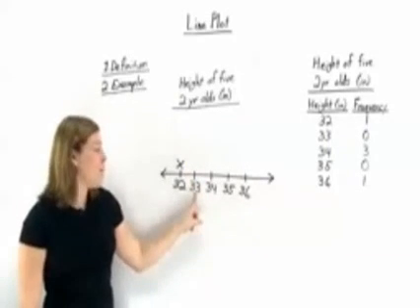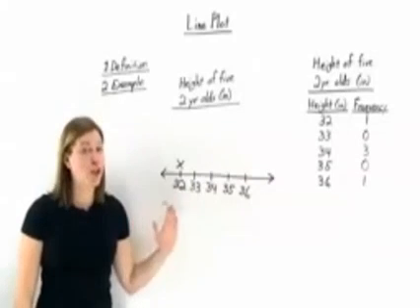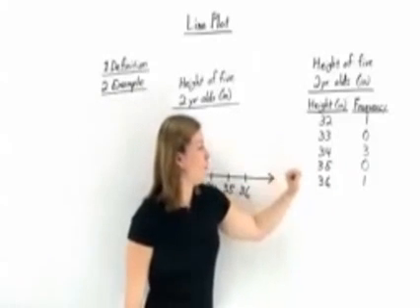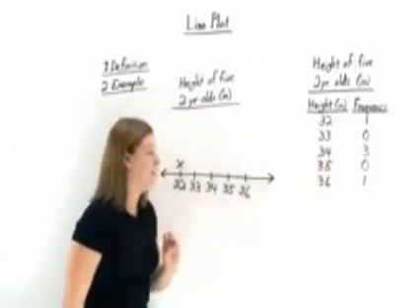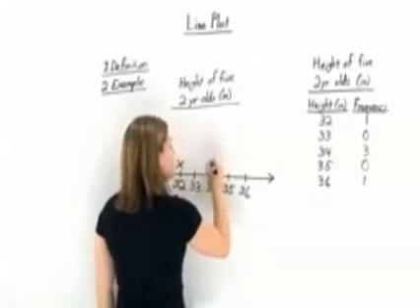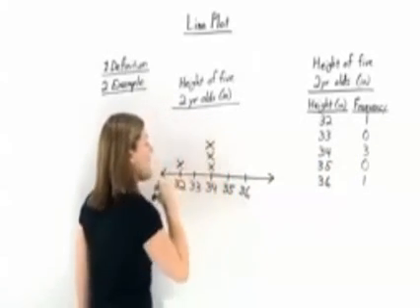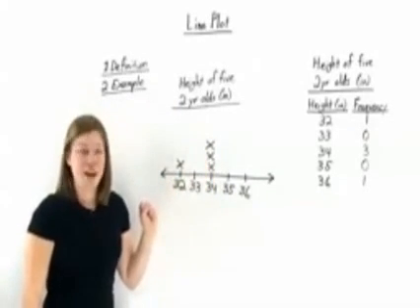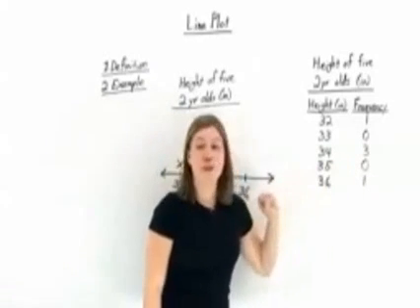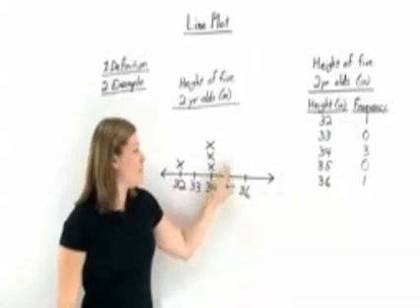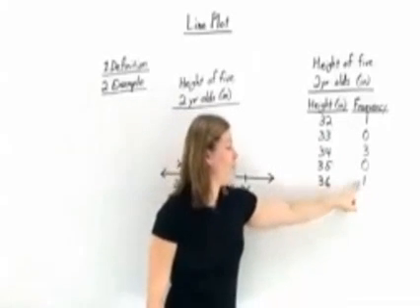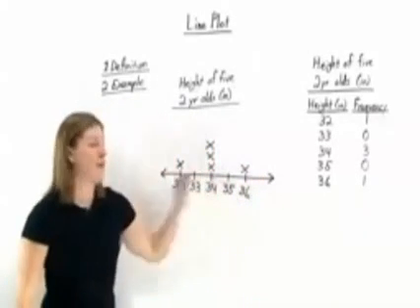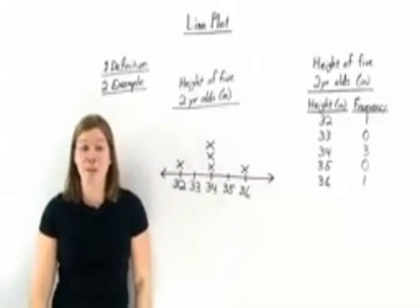But we want to keep 33 on the line because we want to show in this line plot that no children had that height. Then we move on to 34 inches. We see that has a frequency of 3. So 3 2-year-olds had that height of 34 inches. That means we want to put 3 x's above 34 on that line plot to represent those 3 2-year-olds. Great. Looking at 35 inches, we have a frequency of 0. So again, there are no x's right here. Then, the height of 36 inches has a frequency of 1. So one child has that height. We put 1 x above 36. And now we've created our line plot.